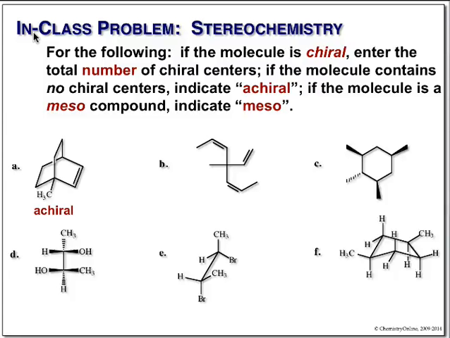Our next guy looks really complicated, but of course it is not a chiral center, is it? Because up here we have a cis alkene, a 3-carbon unit that's cis. Down here we have a 3-carbon unit that's cis. Same thing. This is an achiral molecule.